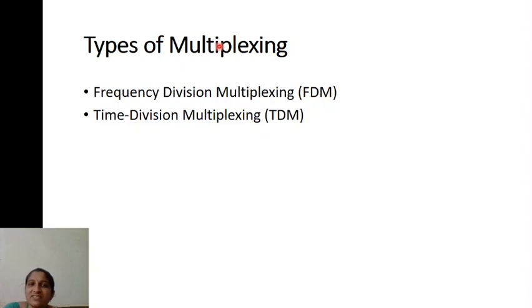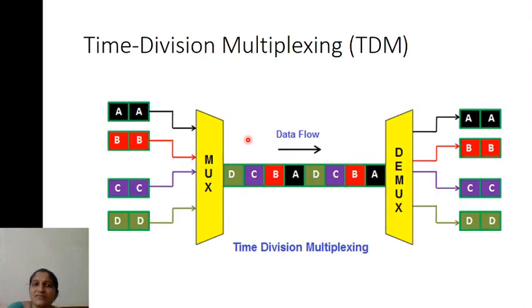And what are the different types of multiplexing? There are two types of multiplexing. One is frequency division multiplexing, the other one is time division multiplexing. Under time division multiplexing, the time is going to be divided.